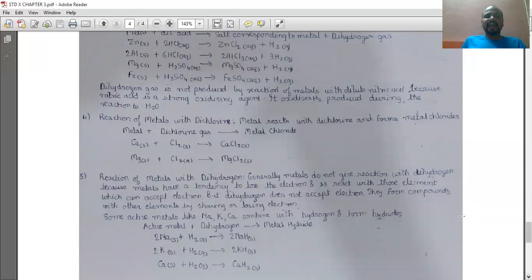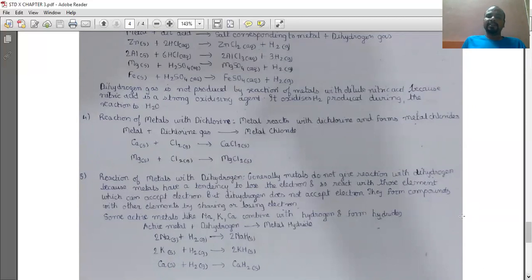The general form is active metal when reacts with dihydrogen gives you metal hydride. 2Na plus H2 gives you 2NaH. 2K plus H2 gives you 2KH. Ca plus H2 gives you CaH2. First equation, sodium metal when reacts with dihydrogen gives you sodium hydride. Potassium metal when reacts with hydrogen gas gives you potassium hydride. Calcium when reacts with hydrogen gives you calcium hydride.